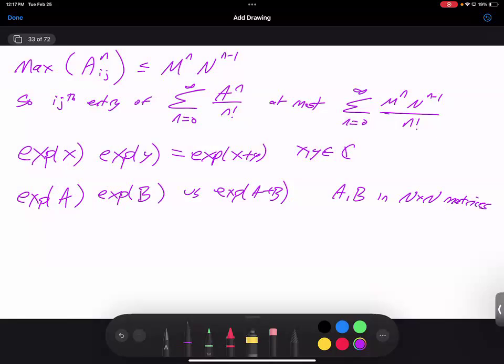No, we know the matrices have to be square in order for the matrix exponential to make sense. They have to be the same square matrices, otherwise we can't add them. So do you think exponential A, exponential B is exponential A plus B? Not necessarily. That is a real safe answer.